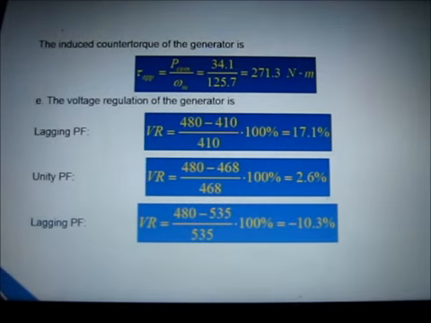So this was all about alternators, AC generators. You need to practice more numericals regarding this so that you will be very conceptually clear.